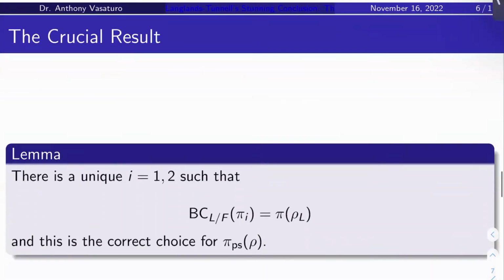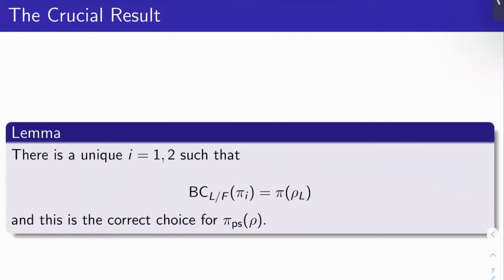Okay, perfect. Here's the crucial result that we need. In fact, this is all we really need to prove. There's a unique i that's either 1 or 2, such that the base change lift from F to L of pi sub i is the pi of rho sub L that we're after. And this is the correct choice for pi sub pseudo of rho. In other words, if we can prove this, the octahedral case is done. We found out there's a suitable pi sub pseudo of rho, and it equals the pi of rho sub L that we need to finish the proof of theorem 9 in this case.